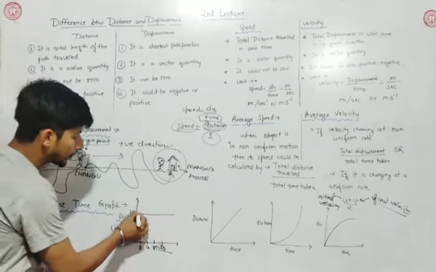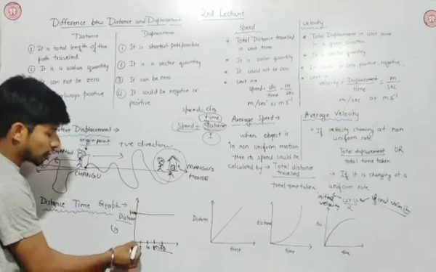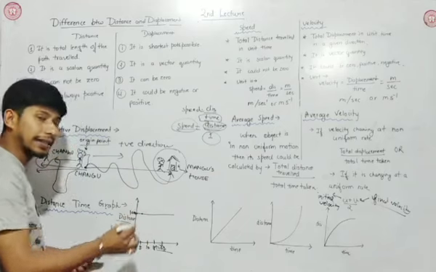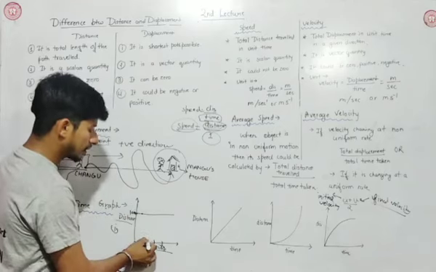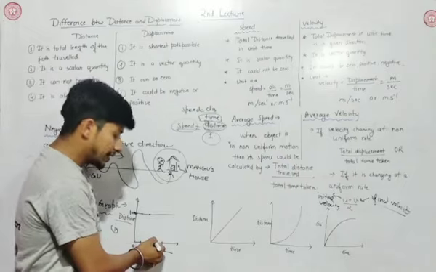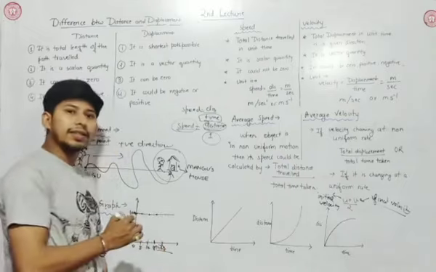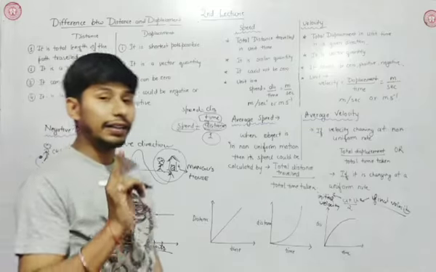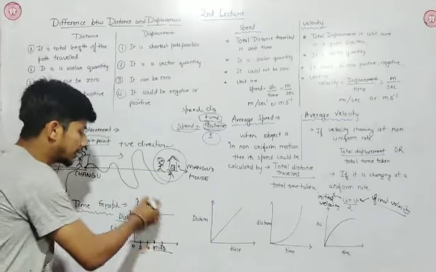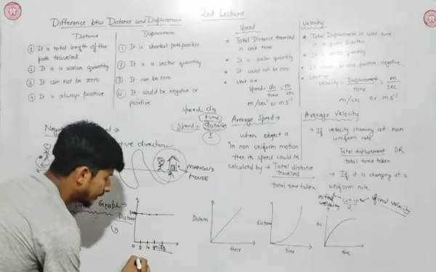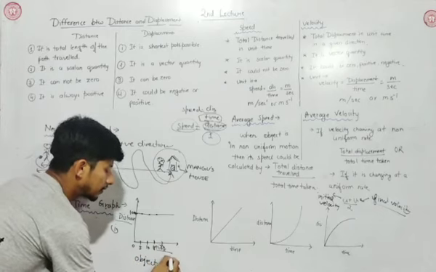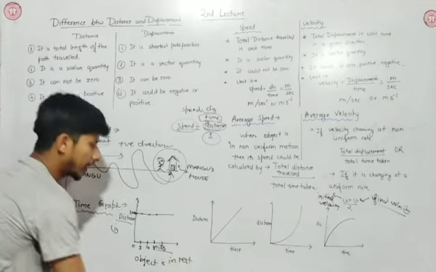When we looked initially, it was at 10 meters. After 5 seconds, we saw it is still at 10 meters. After 10 seconds, still at 10 meters. After 15 seconds, still at 10 meters. It means that object is at rest. Is it clear to you? That object is at rest. So you will write it here. Object is at rest. Okay.